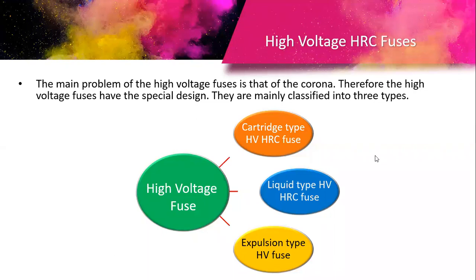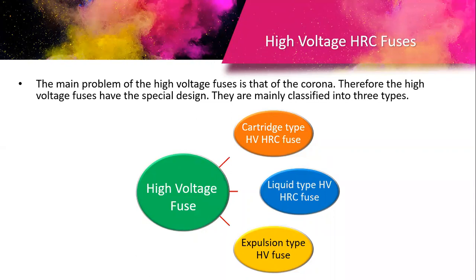Next, the main problem of the high voltage fuses is the corona. So what do you mean by the corona? Already we know the corona is nothing but, whenever current is passing through the high voltage lines, the air surrounding the conductor ionizes itself and it appears as a blue or violet color, and it gives a hissing sound. That is known as the corona in our electrical system.